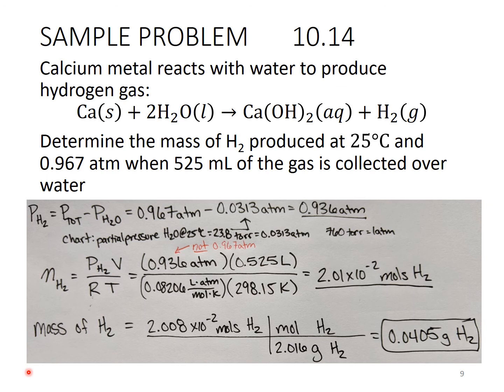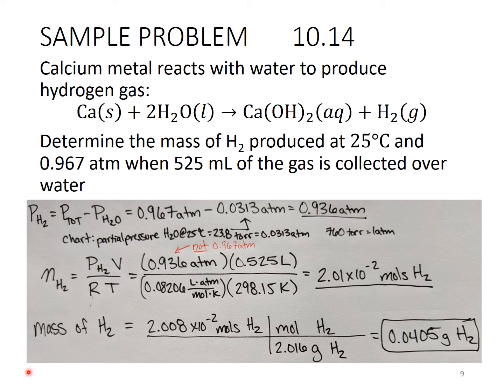So again, we have the partial pressure of hydrogen is the pressure total minus the partial pressure of water. So here 0.967 atmospheres is the pressure total. We're going to subtract out the partial pressure of water. Again, we can get that from the chart. You look at the partial pressure of water on that chart at 25 degrees Celsius, which is what we're operating under. That was 23.8 torr, which we could convert to atmospheres. So that was 0.0313 atmospheres, recalling that 760 torr equals 1 atmosphere.